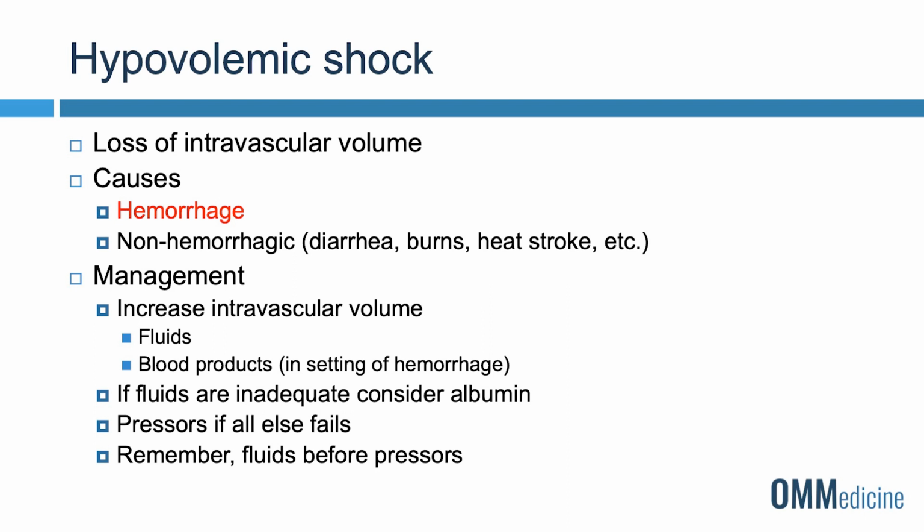Now, if fluids or blood products are not adequate at treating the hypovolemic shock, then we can consider the use of albumin to help draw the fluid back into the vascular space. And if all else fails, then we can use pressors, things like norepinephrine or epinephrine. And a key item to remember is that when treating hypovolemic shock, we're always going to want to use fluids first before we add on pressors.